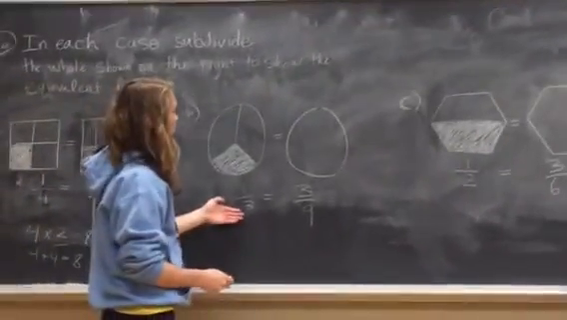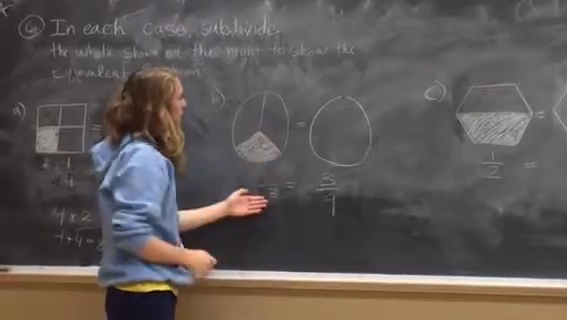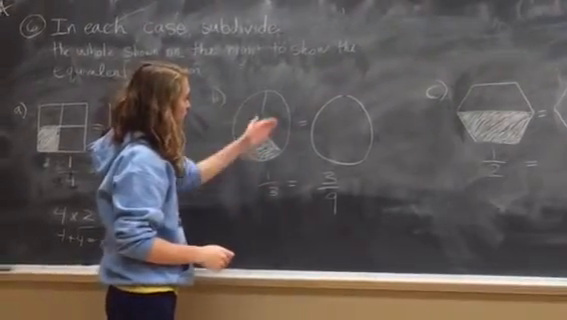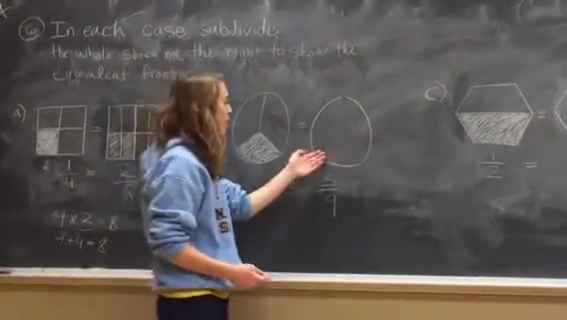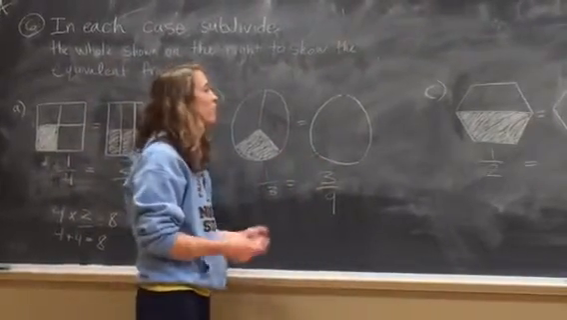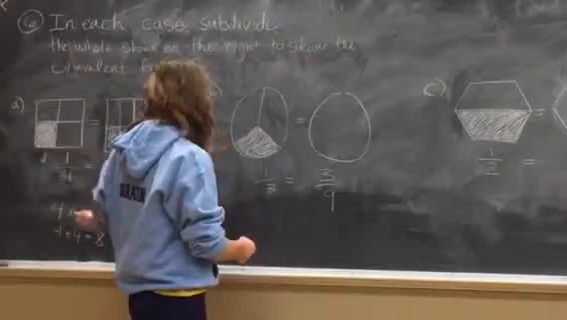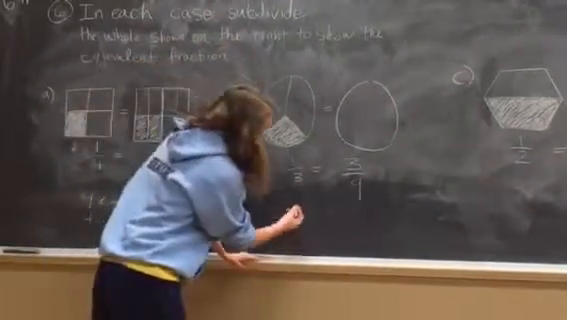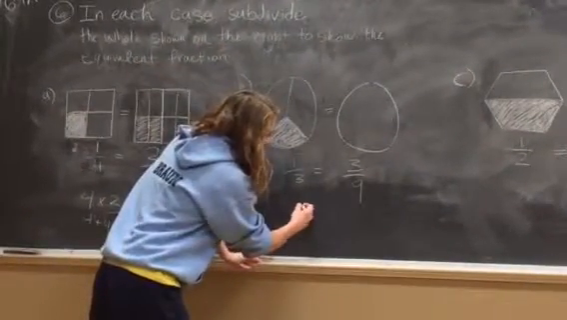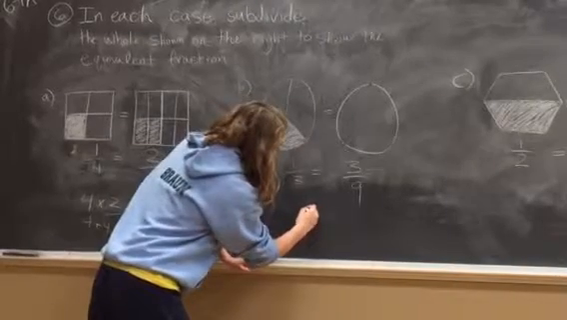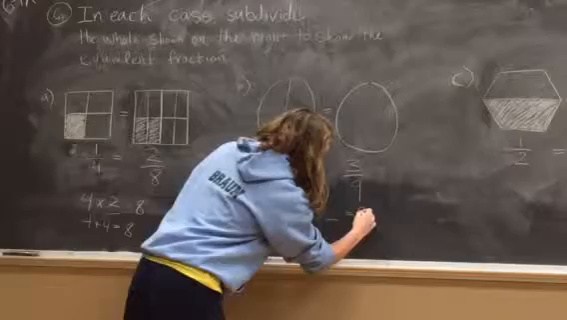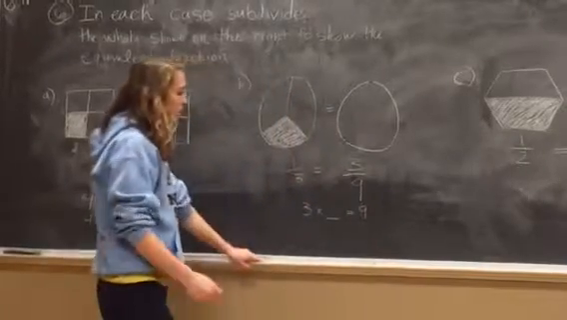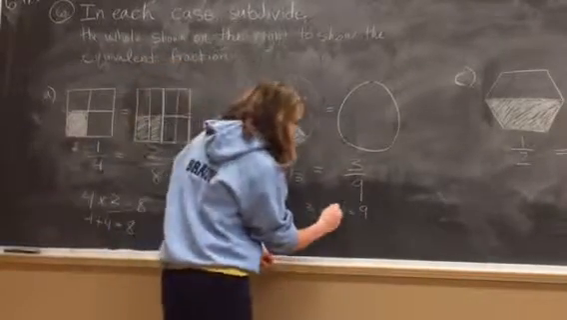We have 1/3 represented in this circle. The circle is broken up into 3 parts and 1 part is shaded. Now, over here, we need a circle broken up into 9 parts with 3 parts shaded. We're going to do what we did over here. We're going to set up a little equation. So we have 3 times what equals 9? And the answer is 3.